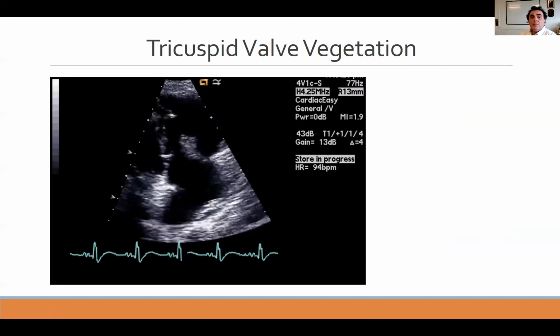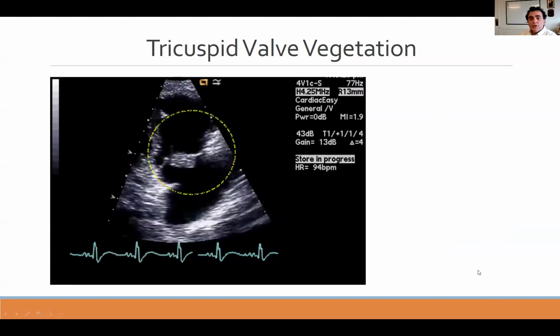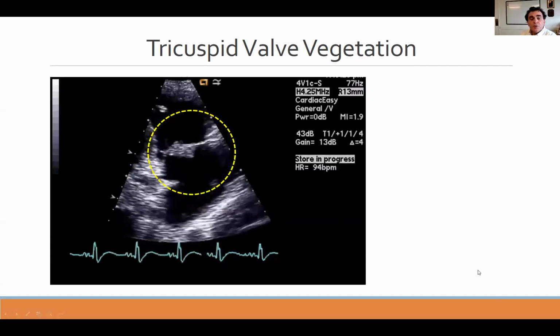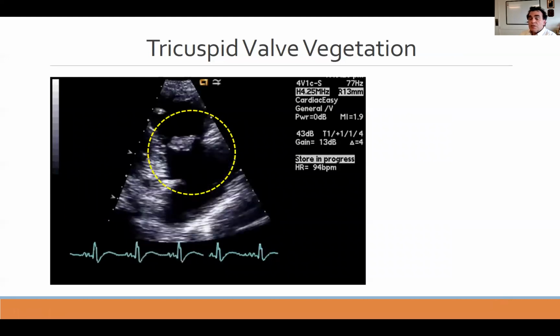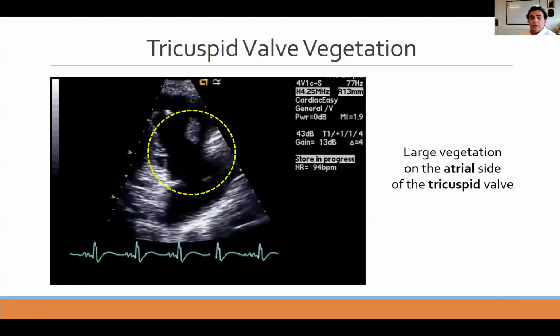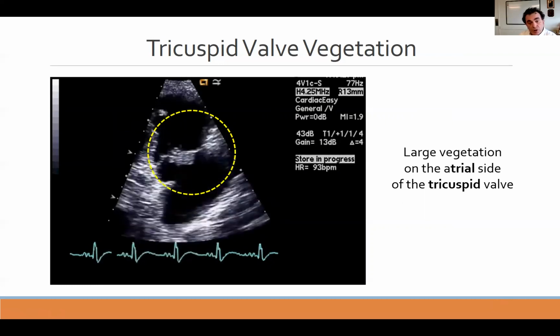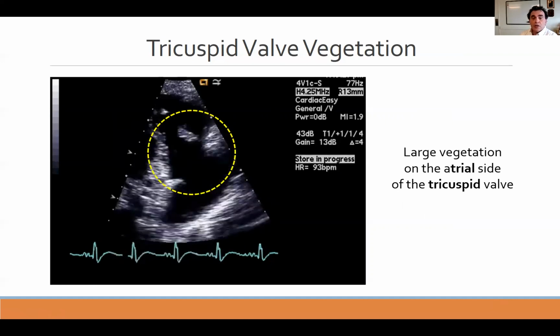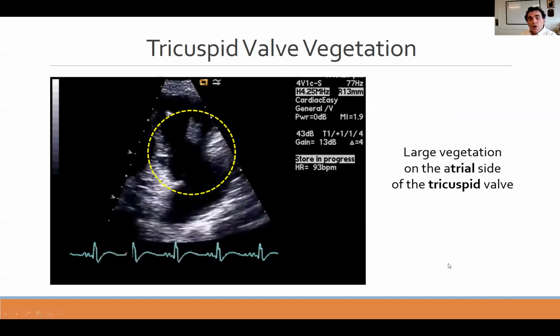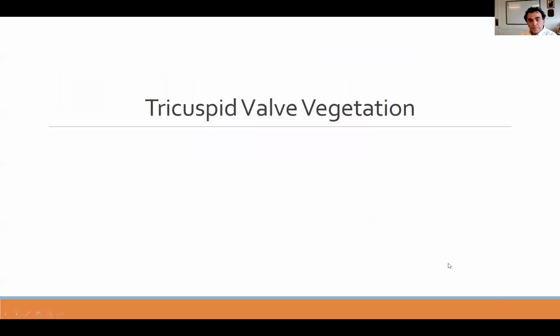Transthoracic echocardiogram, right ventricular inflow view, right ventricle on the top, right atrium on the bottom. You see there is a large vegetation on the atrial side of the tricuspid valve. Just as in the case of the mitral valve, vegetations of an atrioventricular valve, in this case the tricuspid valve, tend to occur on the atrial side of an atrioventricular valve.